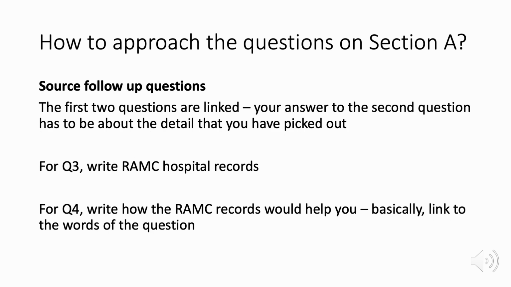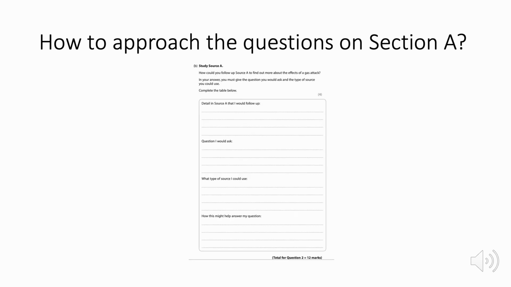And the final question on section A is a source follow-up question. It looks a little bit like this. It says, how could you follow up source A? And this one says to find out more about the effects of a gas attack. Your first two questions on that, the detail in source A that you would follow up and the question you would ask, are linked. So you need to make sure that the content you've included there is linked to one another.